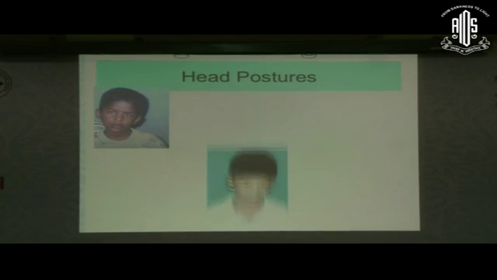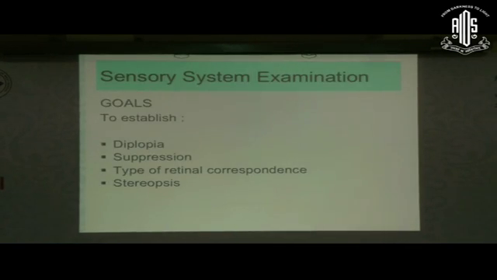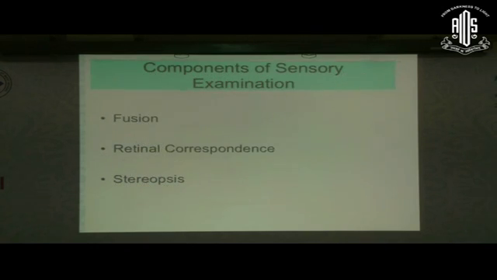So head postures can be in several varieties. And sensory examination. I'm going to just run through sensory examination. The goals of the sensory examination are to find out if there is diplopia, suppression, type of retinal correspondence, stereopsis. Now, each one of this is a separate topic. I'm not going to go into details, but basically you need to know whether the eyes are working together. So if they are grossly working together, it's fusion. And if they are really, really finely working together, that's how you test for stereopsis. Okay? That's broadly what it is. And retinal correspondence is somewhere in between. They're kind of working together, but imperfectly.